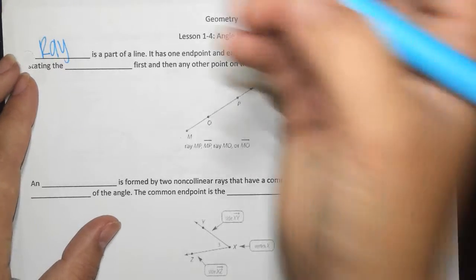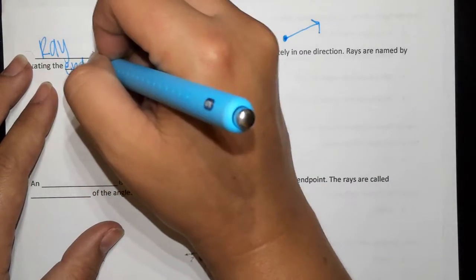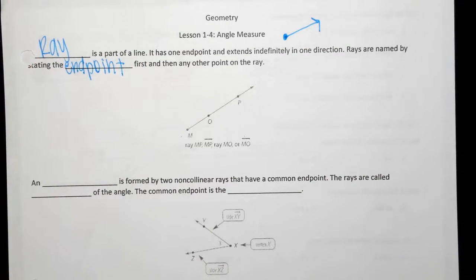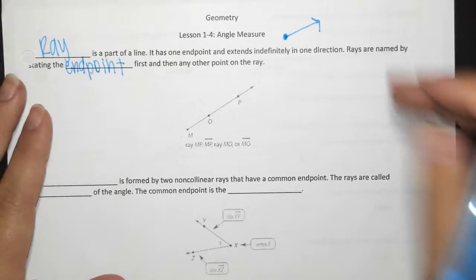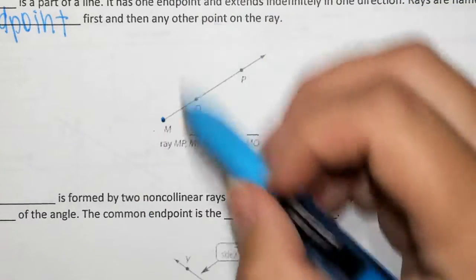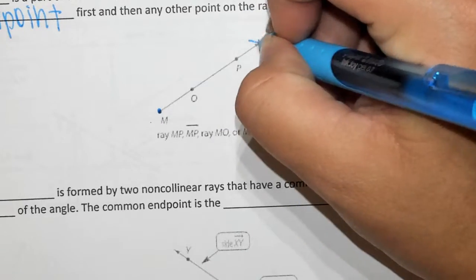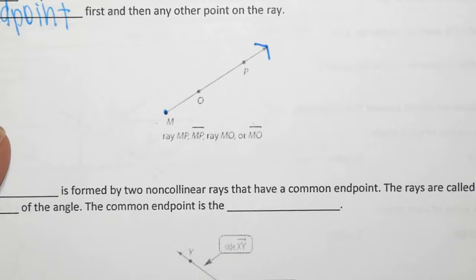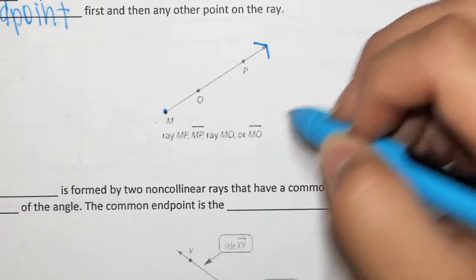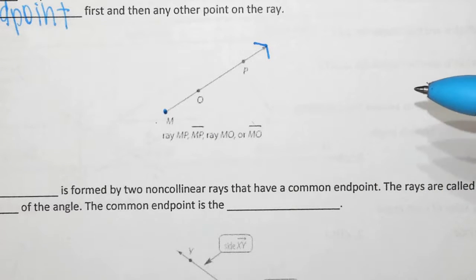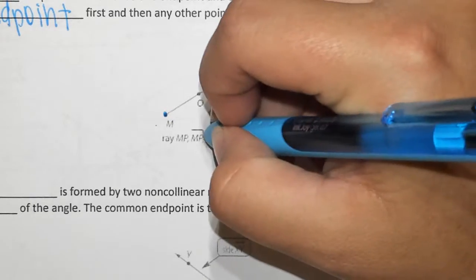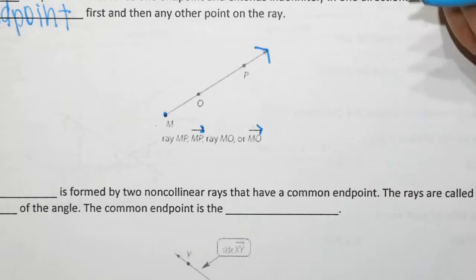Rays are named by stating the end point first. Okay, so we have this ray right here. It's kind of hard to see, but this is the end point, and then it extends, and you see an arrow right here. Do you remember the shortcut or the symbol for a ray? What's it look like? A line with one arrow. You can't really tell, but this is supposed to have an arrow at the end.